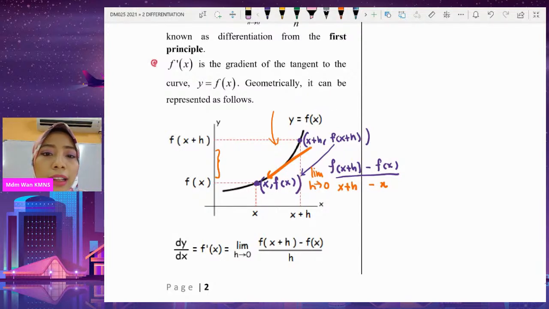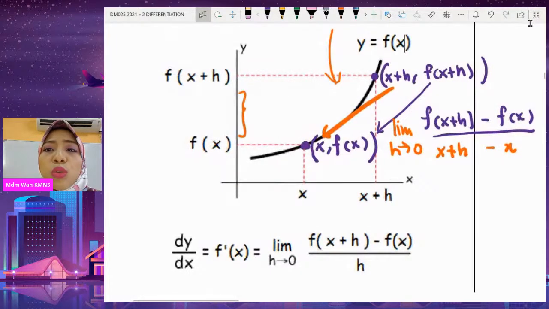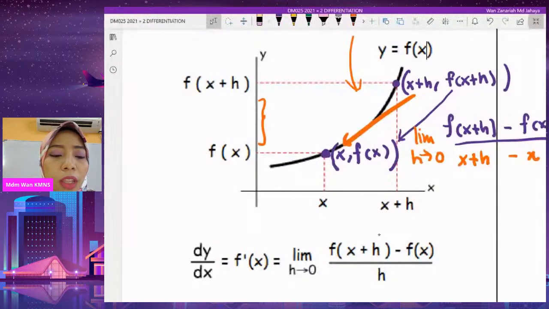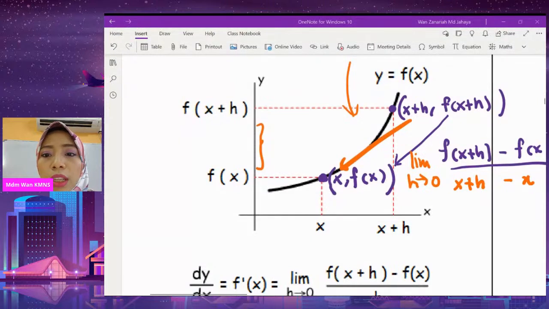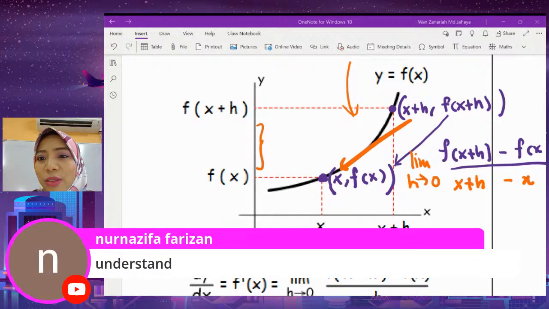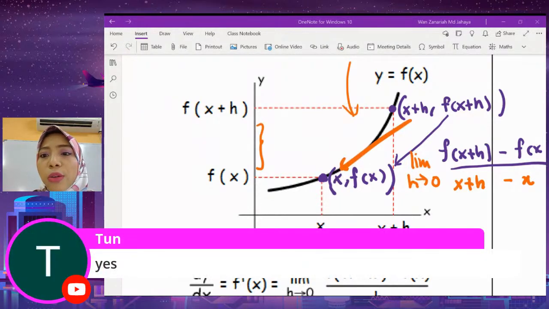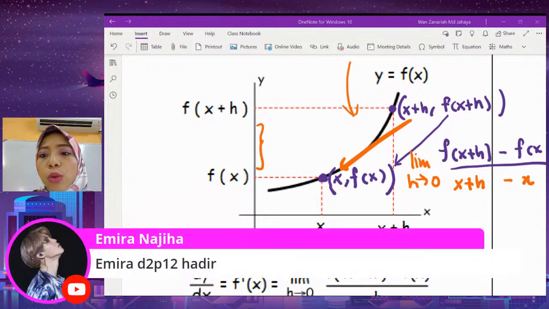Okay, can? Come, let's look at the comments now. Actually I wanted to show where this formula comes from. Later on you are going to use it straight away. Can or not? Let me see the comments. Okay, understand, good. And then write down, restate: what do you understand by finding the derivative using the first principle?